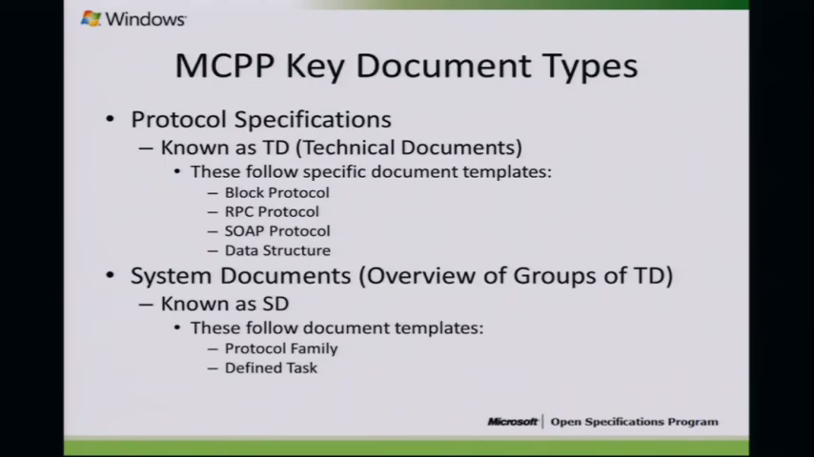Then we have a separate set of documents that, I don't know whether people have found them or not, but we have so-called system documents. So these are overview documents that are not themselves specifications. They merely explain how one, well, usually more than one, how a group of protocols in Windows operates together to accomplish a number of tasks. Okay? And that's really what I'm going to talk about.